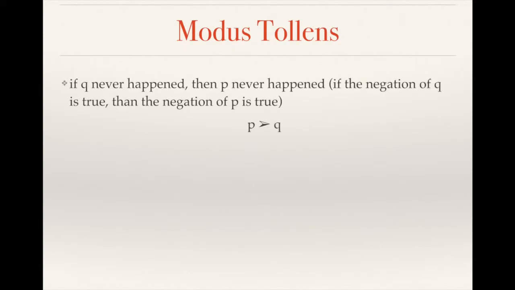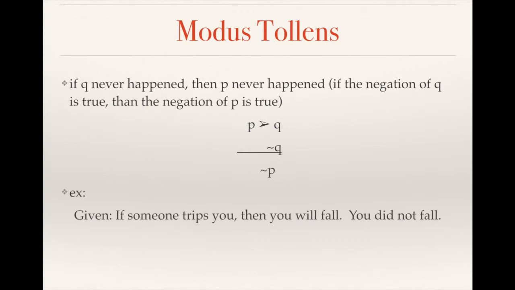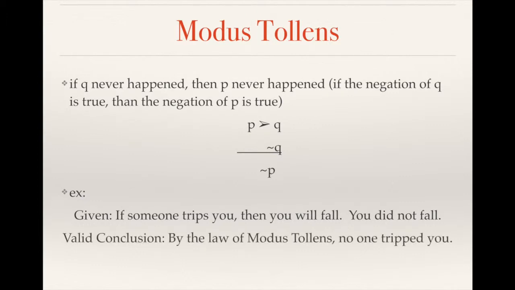The last law is modus tollens. Modus tollens: if Q never happened, then P never happened. If the negation of the conclusion is true, then the negation of the hypothesis is true. An example of this would be, if someone trips you, then you will fall. By modus tollens, if you did not fall, then nobody could have tripped you.